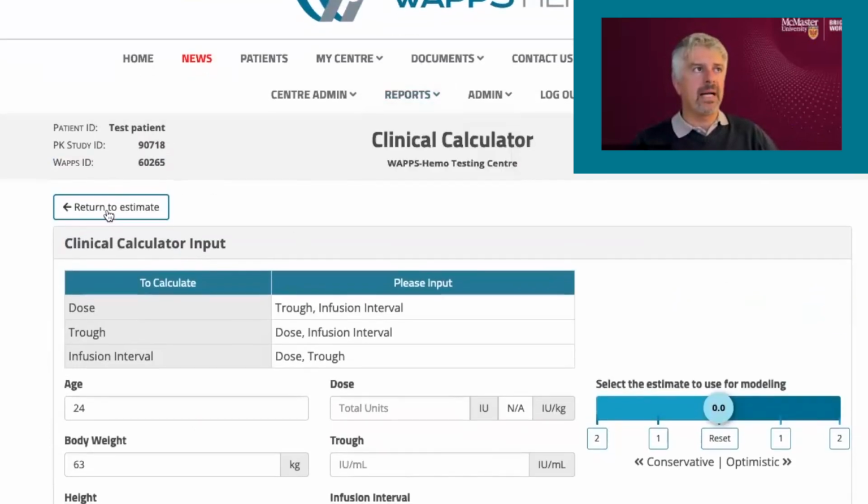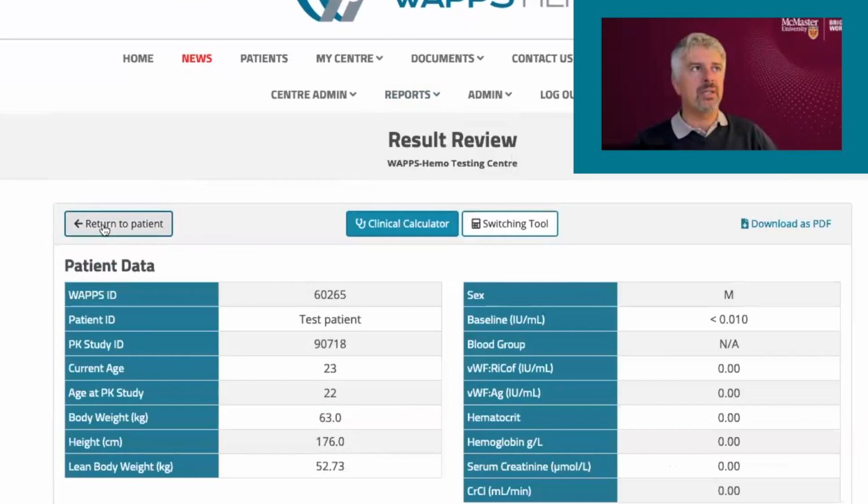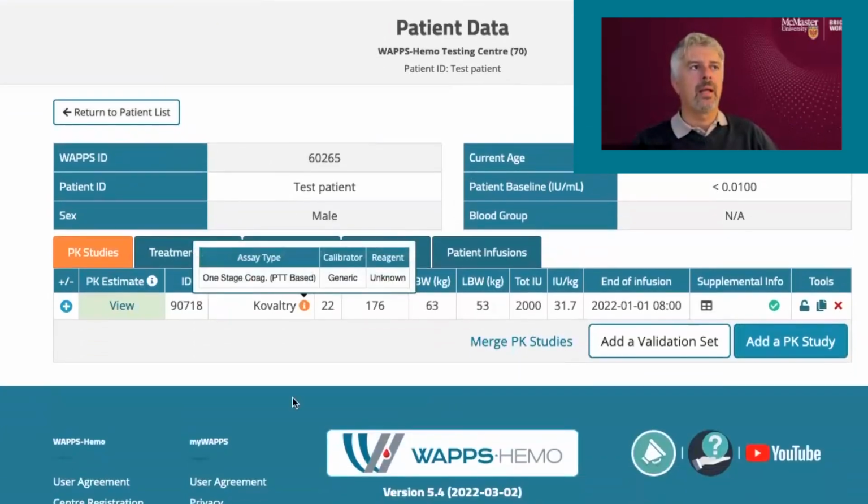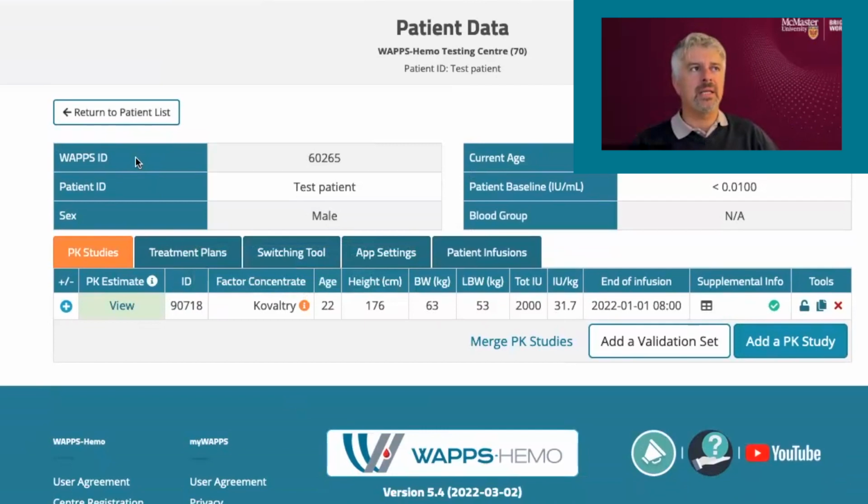Okay, let's move back to the patient. I can show it from here, and then I'll show you where else you can see it. So let's move now to the switching tool.